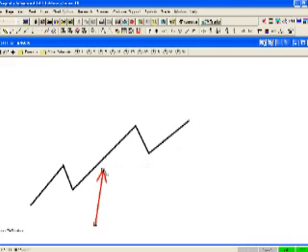Now, we're going to go over a strategy called the Advanced GET Stochastic, which is a trend following strategy. It's trend continuation, where we're looking to take advantage of small little pullbacks using something called the Advanced GET False Bar Stochastic.